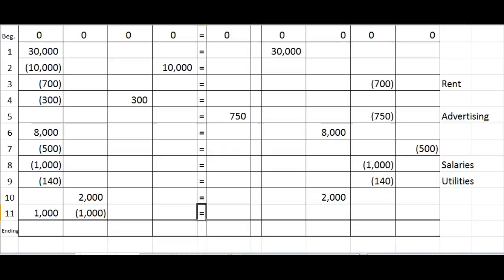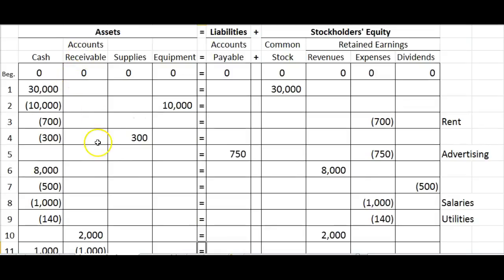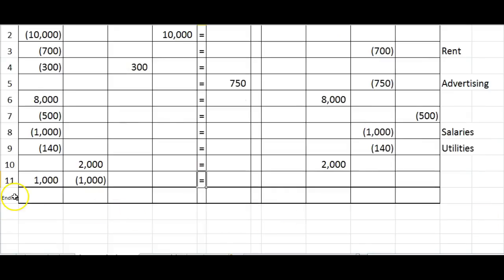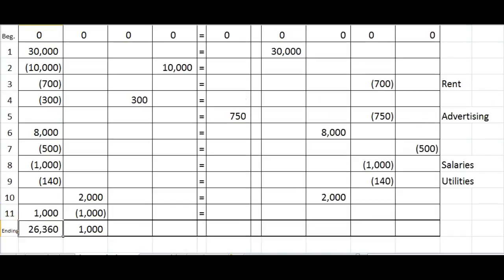So let's take a peek then. Remember, this is the column for accounts receivable. We have +2 and a -1. At the very end, I'm going to have ending balances. So when I take 2,000 minus 1,000, I'll get a balance of 1,000. So we have 1,000 remaining. Now I'm going to sum each of these amounts. So with cash, we started with 30. I'm going to subtract those, add that, subtract those, add that, and I'll get 26,360.